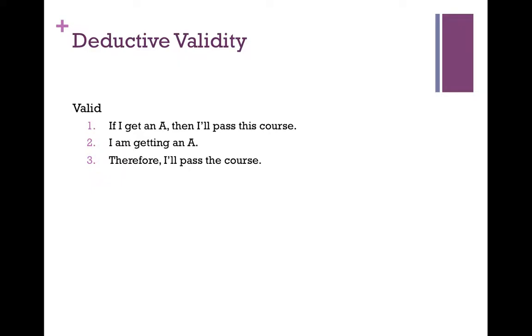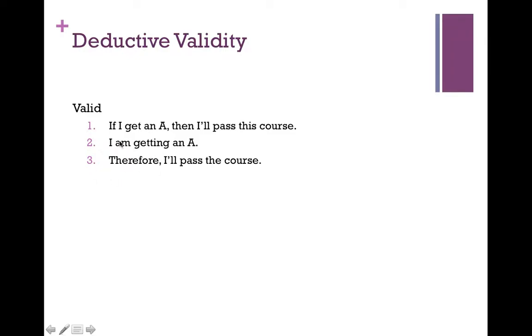If I get an A, then I'll pass this course. I'm getting an A, therefore I'll pass the course. I want you to think about this for a second. If 1 is true and 2 is true, is there any way that the conclusion could be false? And the answer to that is no. Now, some of you might be saying, well, what if you get an A but you failed on attendance? Well, if that's the case, then you're not getting an A.